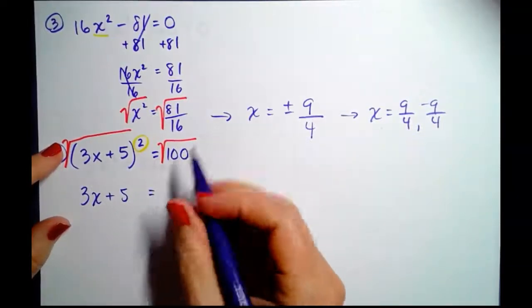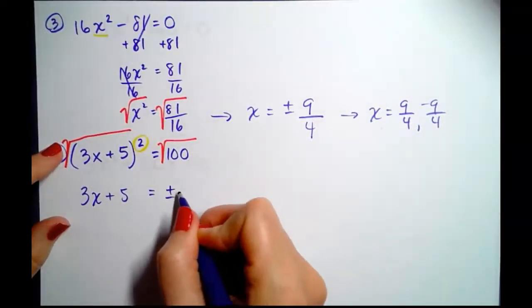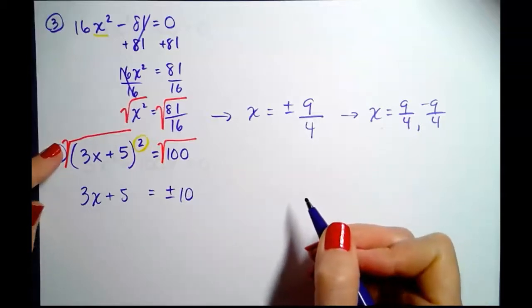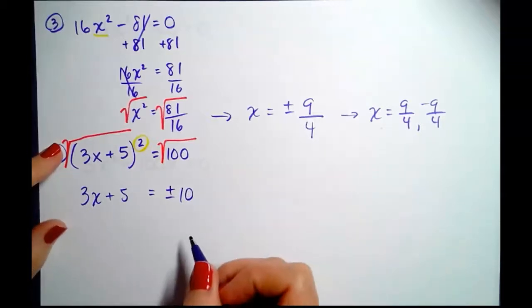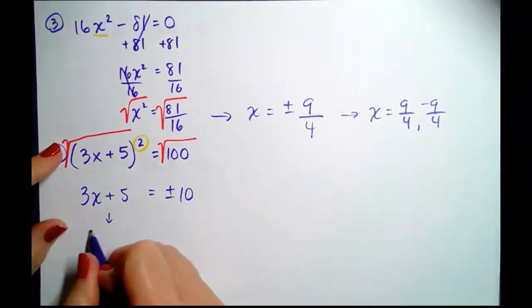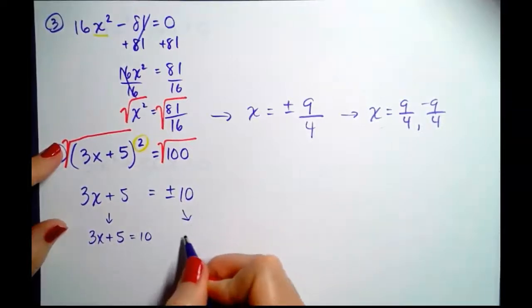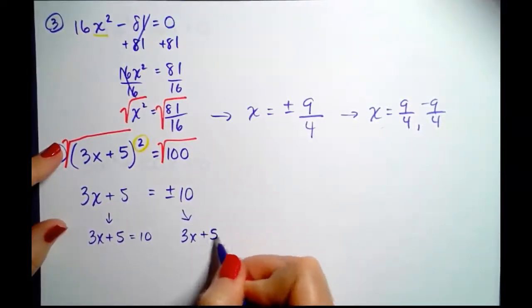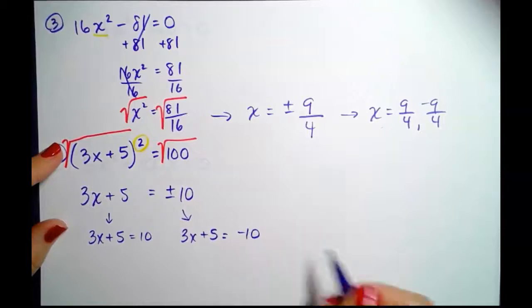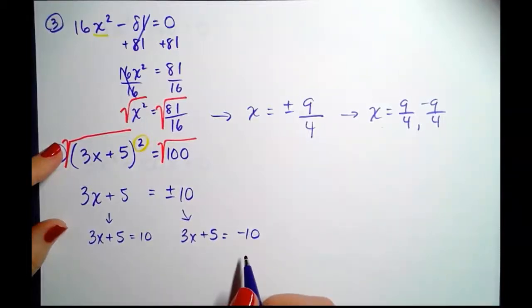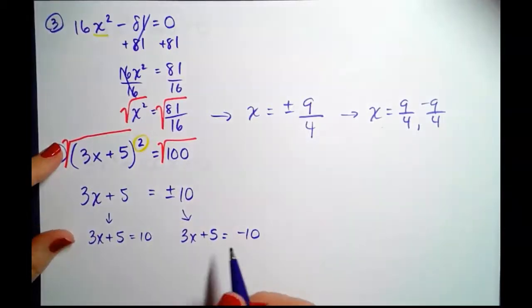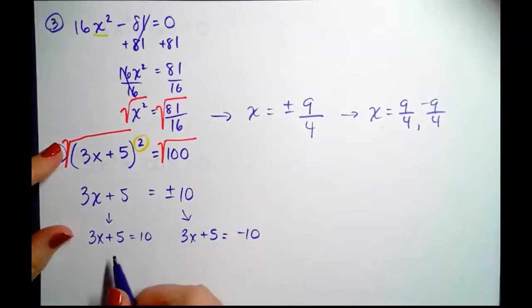The square root of 100 is plus or minus 10. We're not done yet because we now need to set up our two equations: 3x plus 5 equals positive 10, or 3x plus 5 equals negative 10. Solve both of these separately to get your values for x.